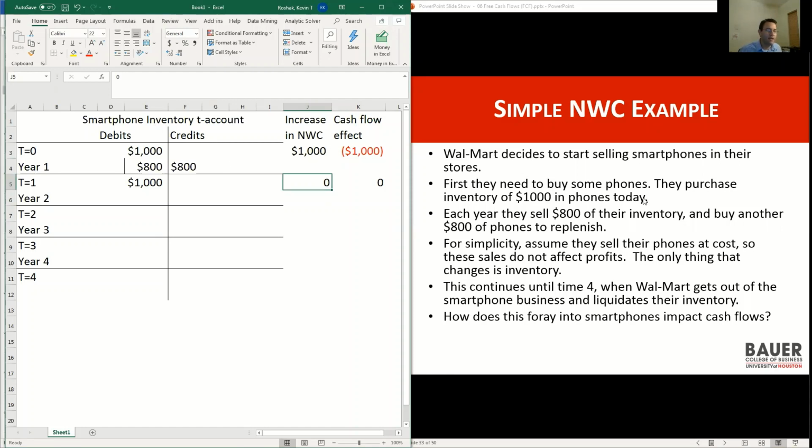And this happens every year for 4 years until time 4. Every year they're just buying $800 and selling $800. So what are they left with at time 2? They bought 800, they sold 800. Well, they're still left with 1,000. And likewise, at time 3, they're still left with $1,000 worth of smartphones. So they're not increasing their net working capital at all over time. So they're not deriving any cash flows from this business.